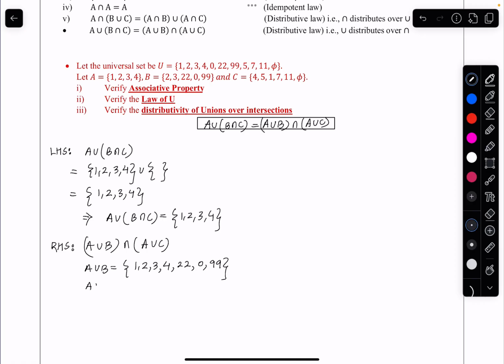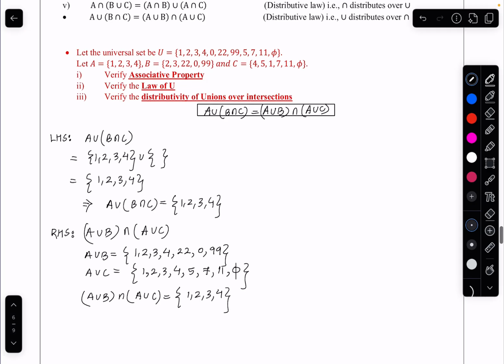Then it would be union of A with C. That would be 1, 2, 3, 4. Then again, this time elements from C are 5, 1, 7, 11, and 5. Now, since we are looking for common elements of them both, that would be (A union B) intersection (A union C) is equal to common elements 1, 2, 3, 4, 5, 7. Nothing else is there. So this is the set then.